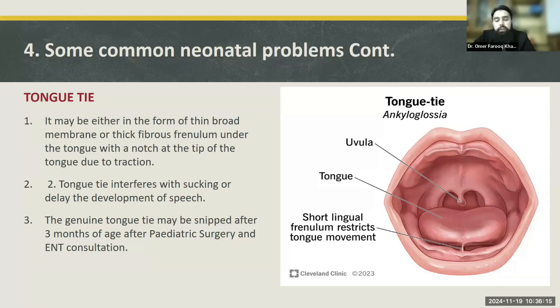Short lingual frenulum restricts tongue movement, so the tongue is unable to move freely throughout the oral cavity, and in the long run it interferes with the sucking of the milk, and it also interferes with the development of speech. Babies are not able to utter some of the words clearly, and they have difficulty in learning or speaking languages. Therefore, tongue tie needs treatment, and it needs to be snipped, and it can be snipped after 3 months of age after pediatric surgery consult and ENT consultation.